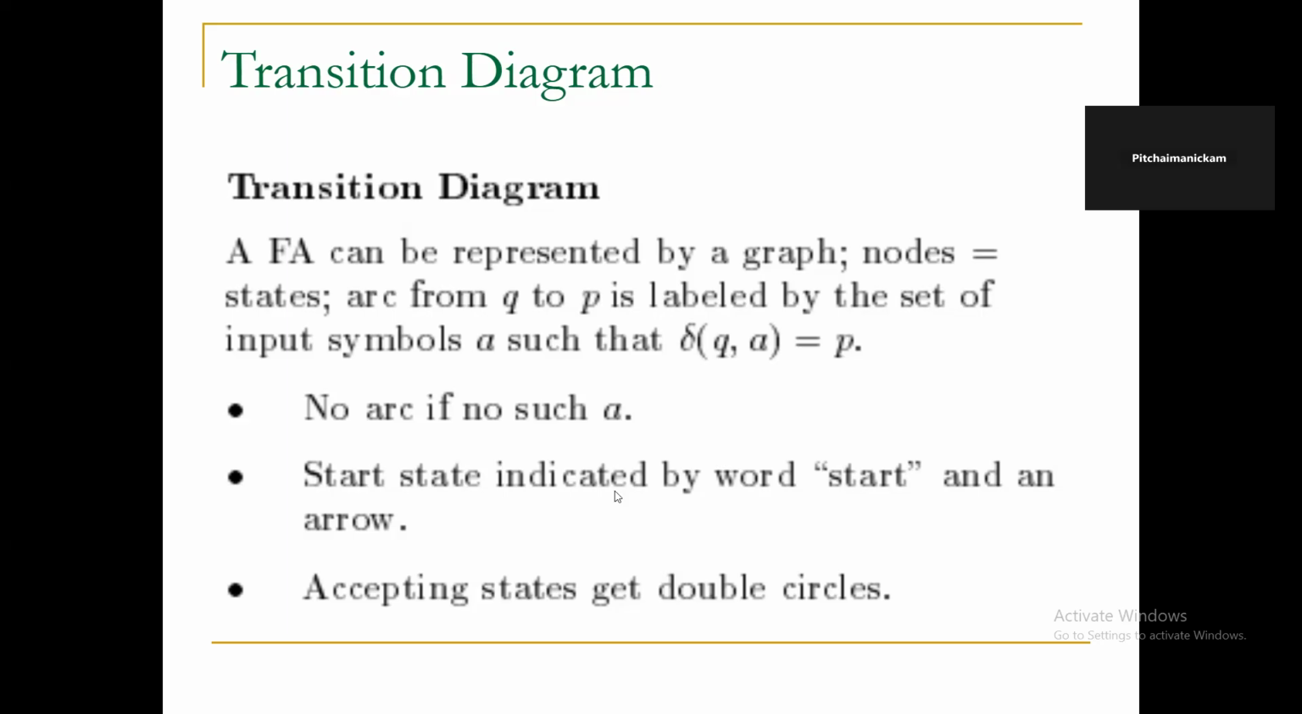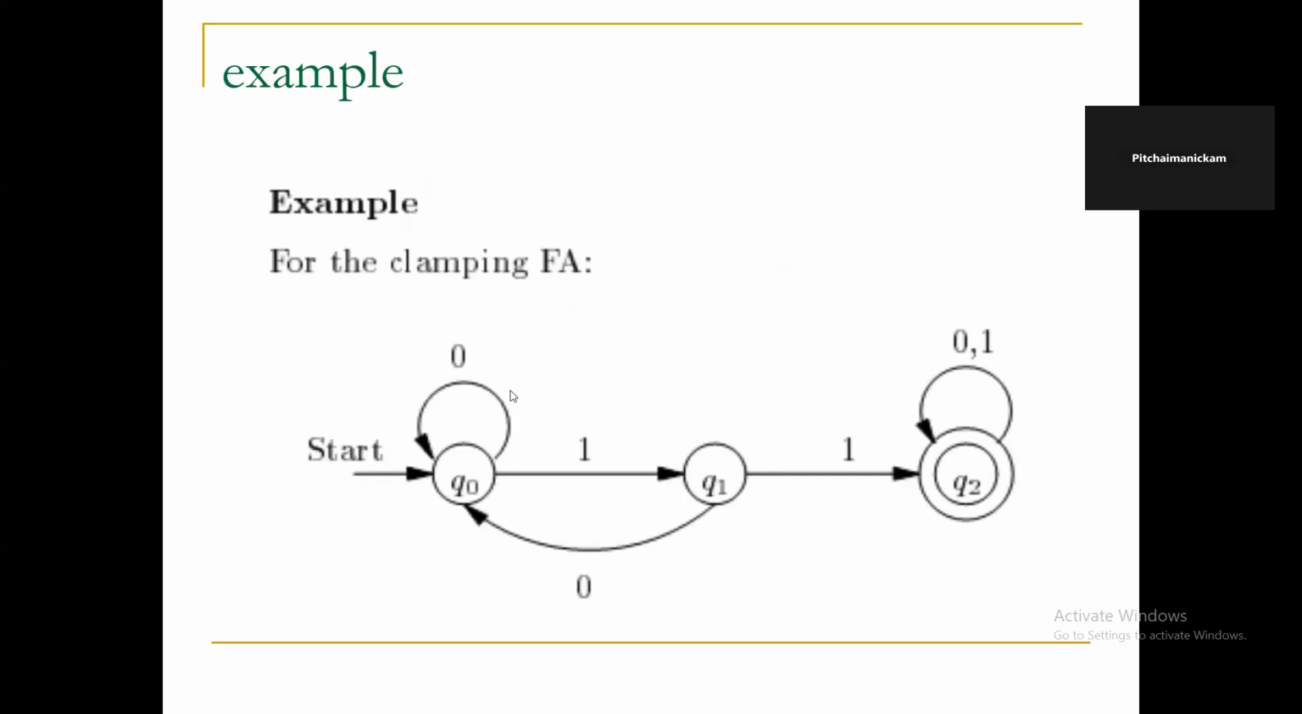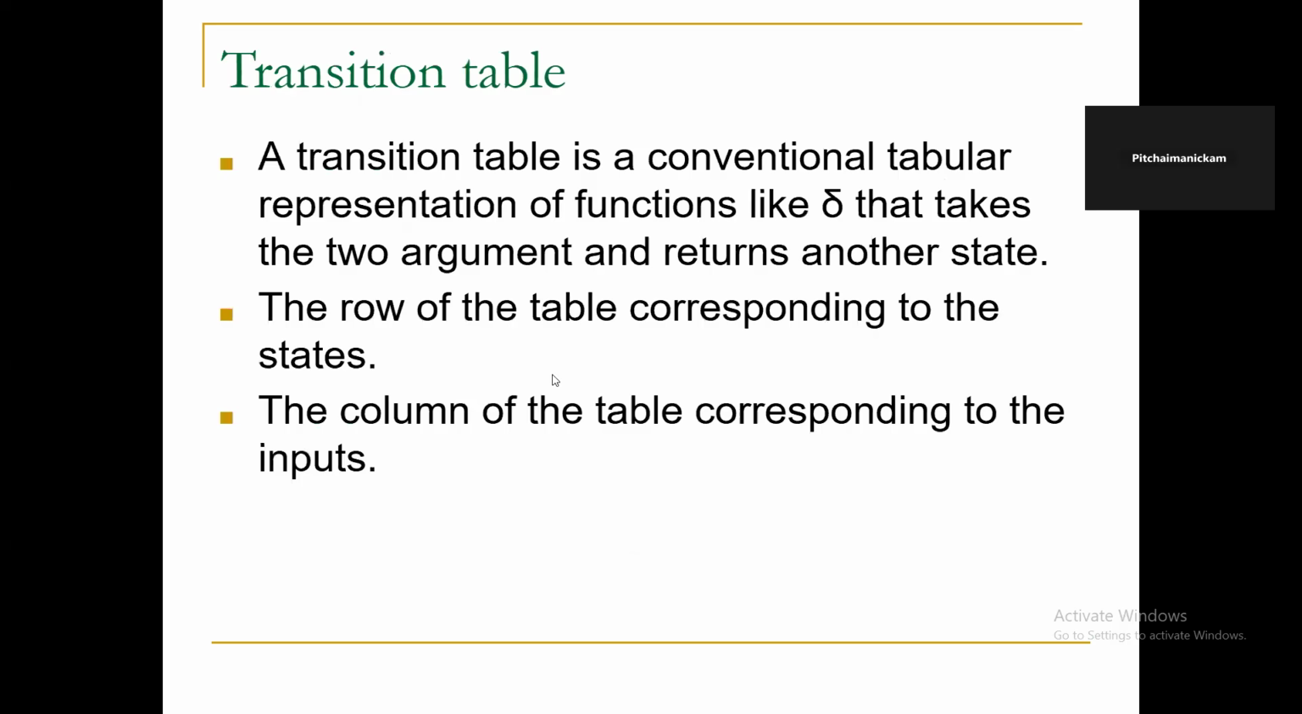The start state can be indicated by the word start and an arrow, and the accepting state is represented by a double circle. This is a simple example. Here q0, q1 and q2 are the states. The start state is represented by an arrow mark, and the accepting state by a double circle, and there is an input flow between the two different states, 0 or 1 or something else. And now the transition table.